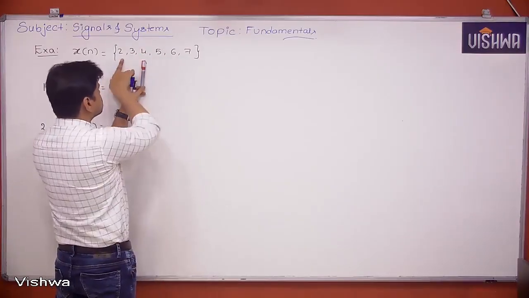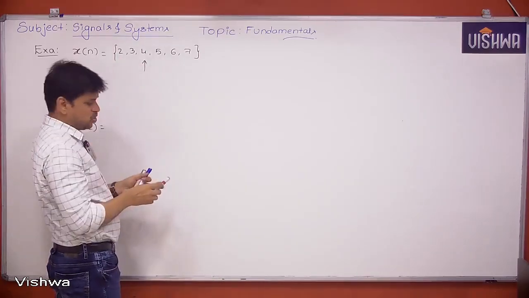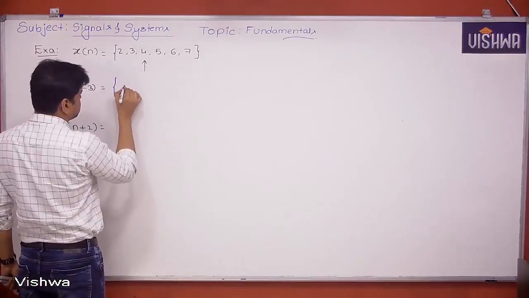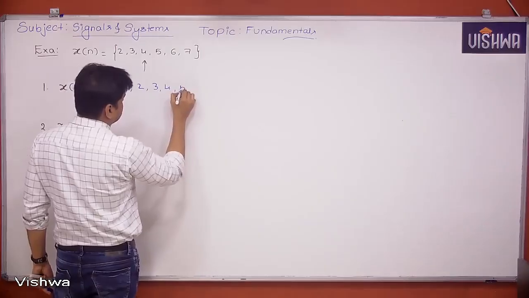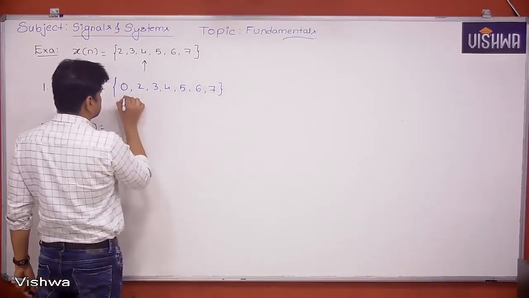2 units means 2. Next, 3 units means there is nothing, so we have to assume it is a 0. So finally, this is what we are going to get. 0, 2, 3, 4, 5, 6, 7. So here is the arrow.